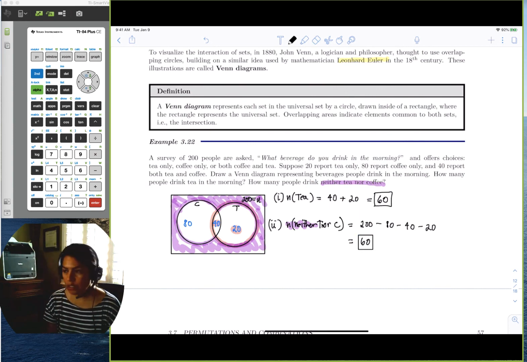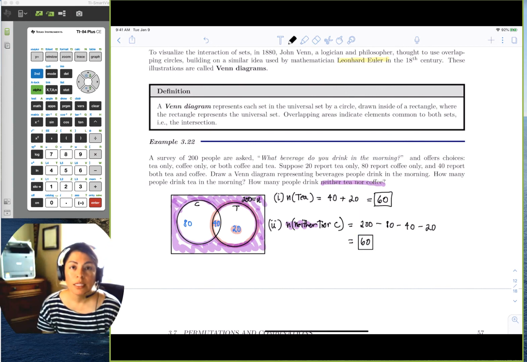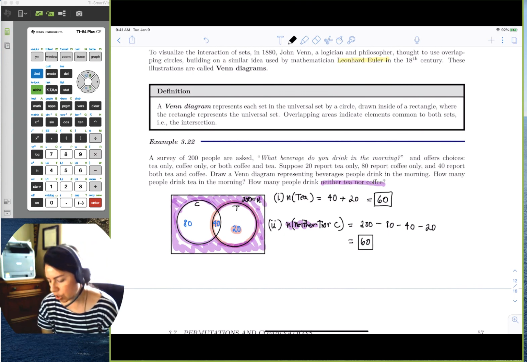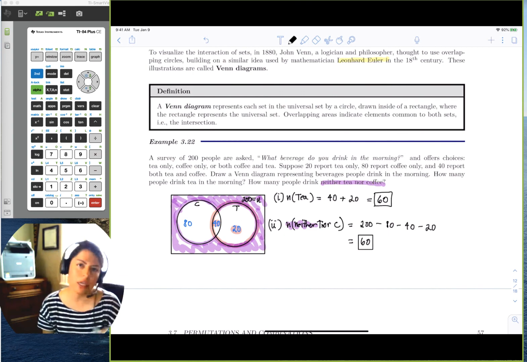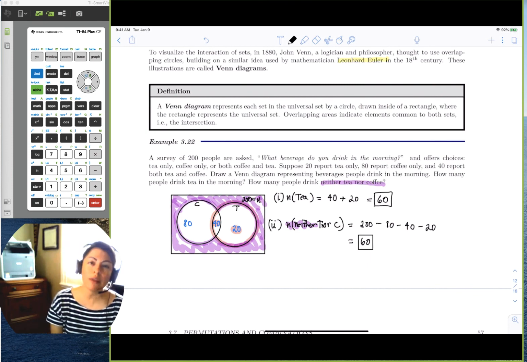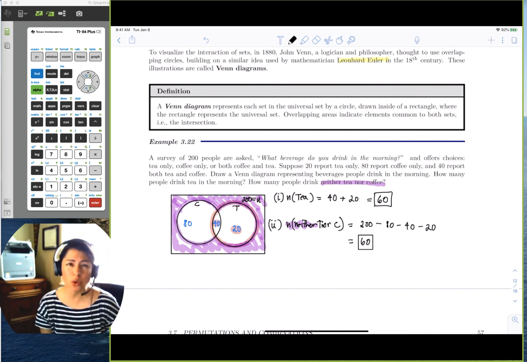So you can see once you do the Venn diagram, it's much easier to read the answer to some of these questions versus just reading and then trying to think about it in your mind. So the Venn diagram and the tree diagram just give a visual of the probabilities. So they're helpful, it's not required, but it's a nice way of putting them together.